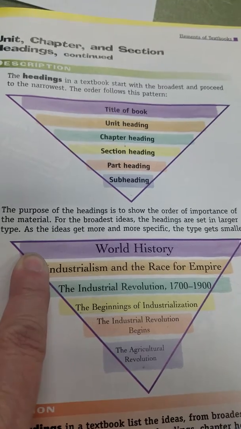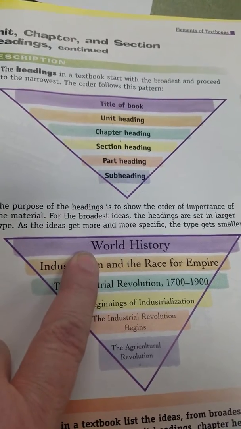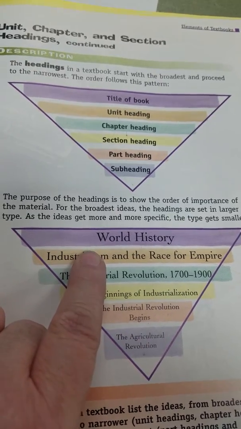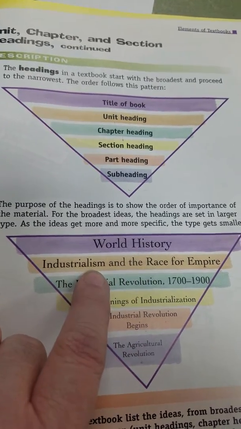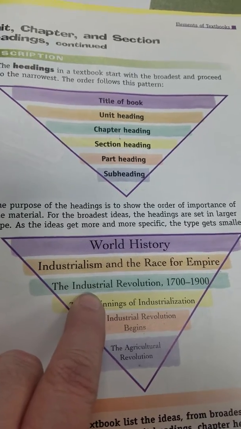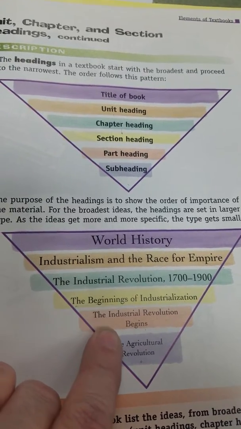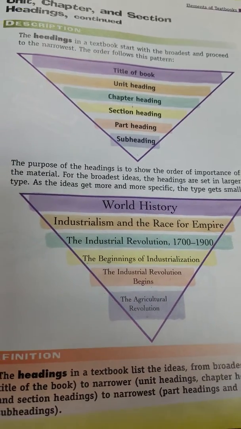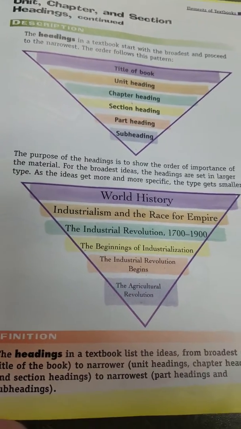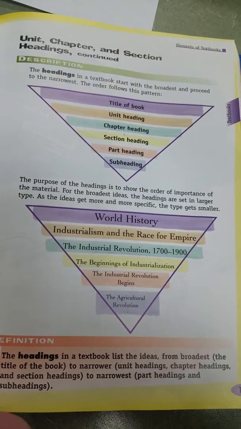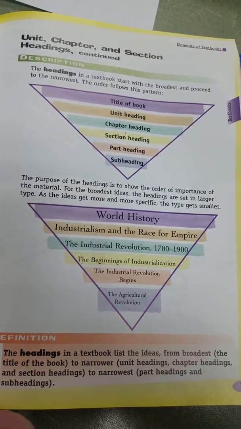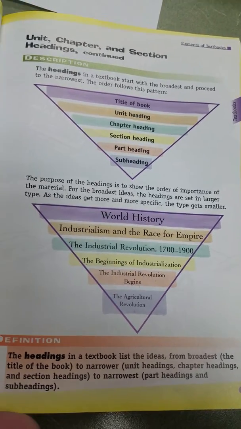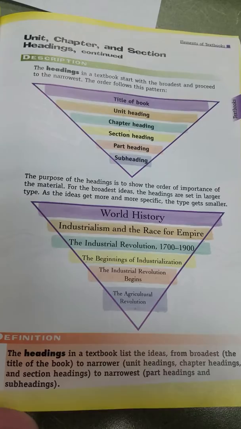For the broadest heading ideas, you're going to have the biggest, boldest print. And as you get more specific, it's going to be a little bit less. You've got world history, and a little bit industrialism and the race for the empire, the Industrial Revolution, the beginnings of industrialization, the Industrial Revolution begins, and how agricultural revolution relates to that. The headings in a textbook list the ideas from broadest, like the title of the book, to the narrower, the unit headings, chapter headings, to the narrowest, part headings and subheadings.